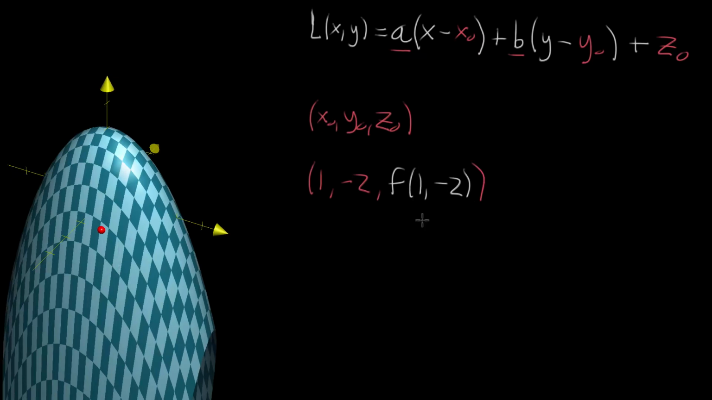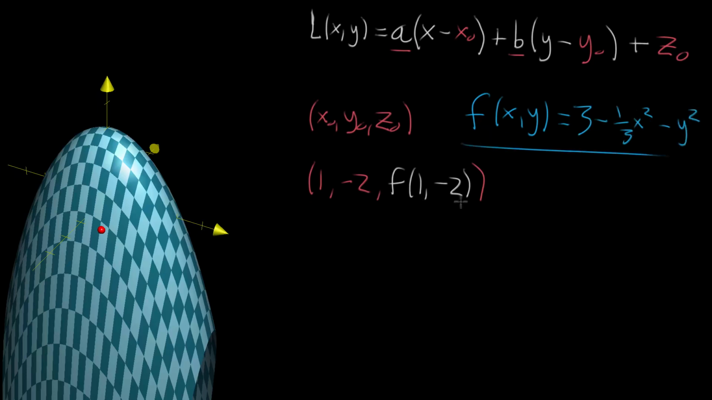So maybe I should write down the actual function that I'm using for this graph. In this case, f, which is a function of x and y, is equal to 3 minus 1/3 of x squared minus y squared. Okay, so this is the function that we're using, and you evaluate it at that point, and this will give you your point in 3-dimensional space that our linear function, our tangent plane, has to pass through.